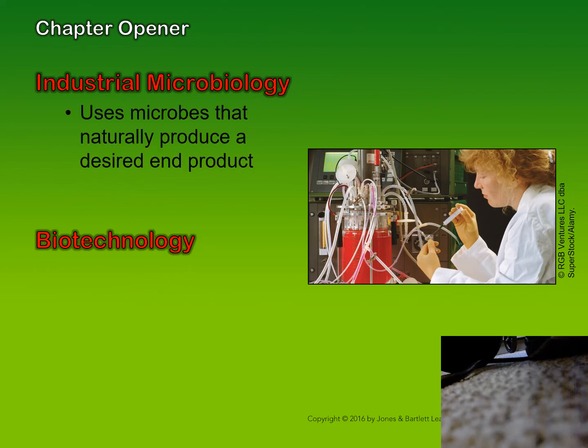So in industrial microbiology, we use microbes that naturally produce desired products. That could be an antibiotic, it could be a starch. It doesn't matter what it is. The industrial side of it is that we are using the microbes to produce a desired end product.